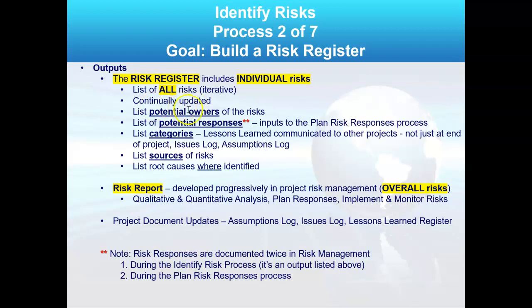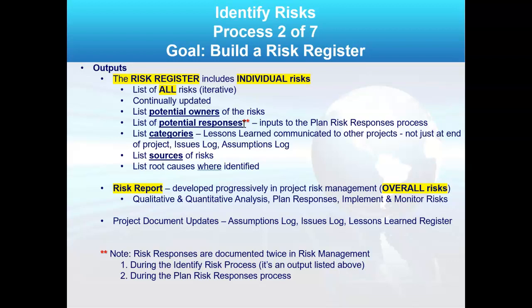We'll also write down, and you should too in your assignment, who might be a potential owner and what might be potential responses. Remember, we haven't planned the responses yet, so they could change. But right away, when we write the risk down, we want to identify all the risks, potential owners, potential responses. Doesn't have to be the final response yet. Your team will plan that. And maybe even begin to categorize risks, right?